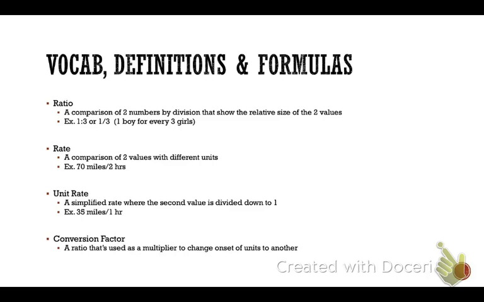A second definition is a rate. A rate is a type of ratio, and it's a comparison of two values with different units. We think of rates all the time, especially with speed. So an example would be 70 miles in 2 hours.